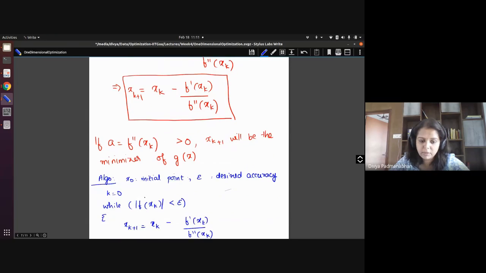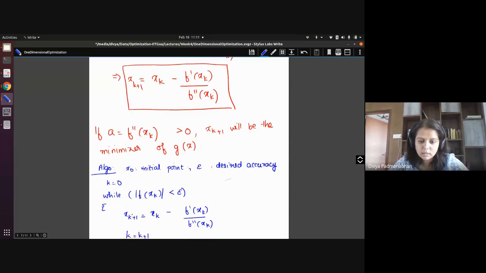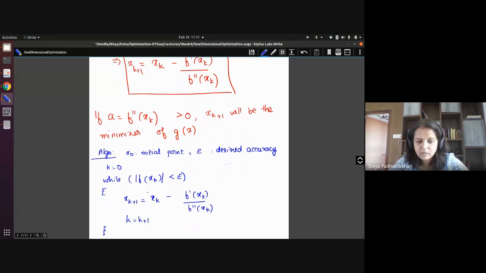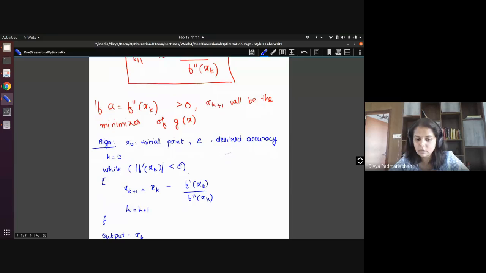So at every step, you find this new point by this iterative method, until you have a point for which the norm of the gradient is less than epsilon. That is the point of desired accuracy.